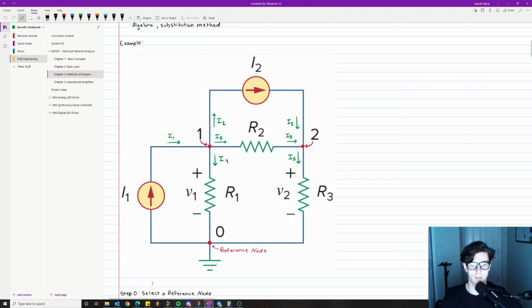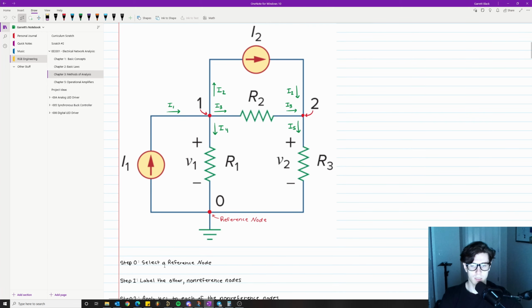Step 0 is select a reference node, which I have done right here, and I have labeled it the reference node. One way you can look at these is you might say this is a node right here and this is a node right here. Well, they all end up being connected to this same node right here. So these are all equivalent points. I could have put the dot right here, or I could have put the dot right there, and those would all be the same reference node because they're all connected to ground. And you should be familiar with this symbol as a ground symbol. That is covered in chapter 2.